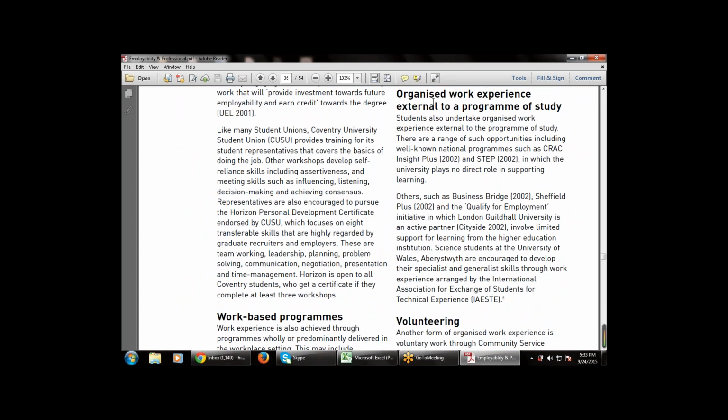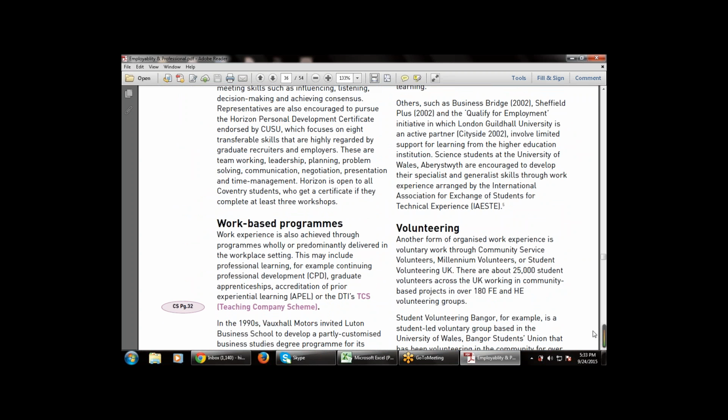Now next is the work-based program, that is, the various work-based programs that are used with the conventional program, through which work experience is also achieved.